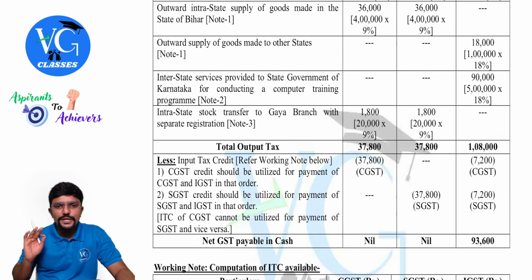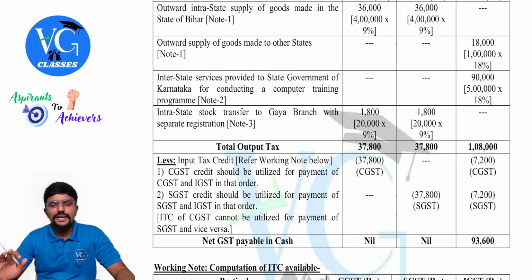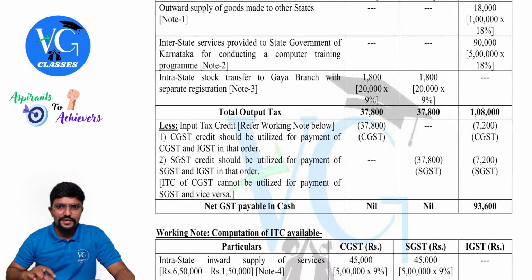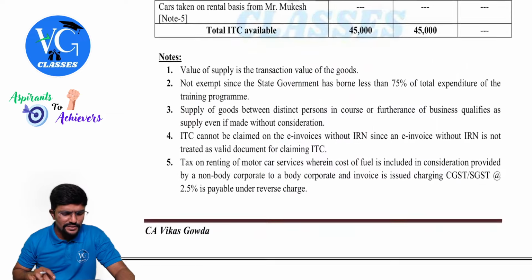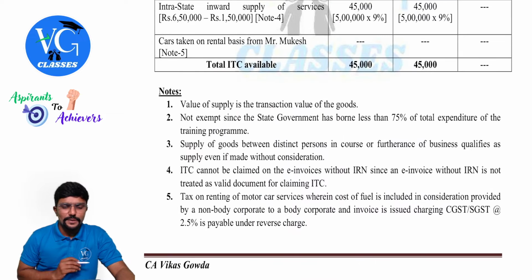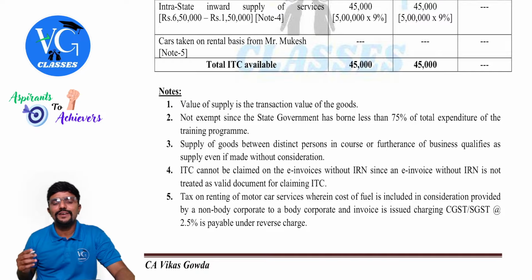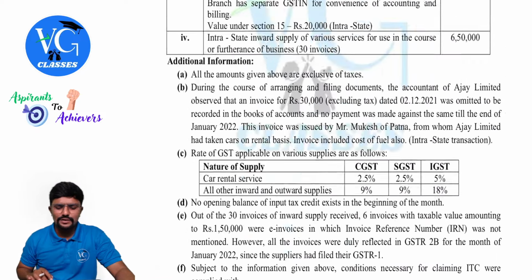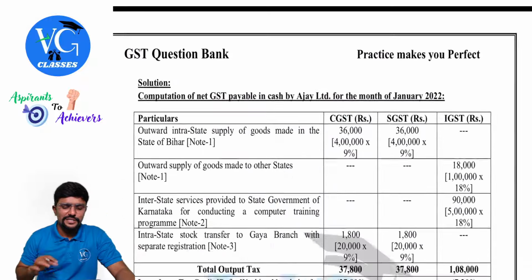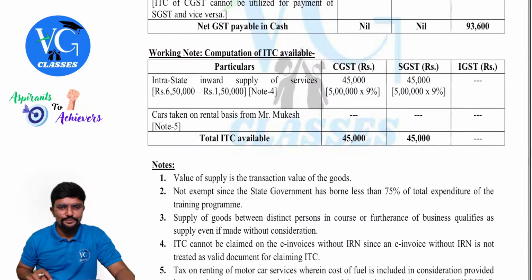Next, interstate services provided to the state government of Karnataka for conducting a computer training program. I have given a Note 2. Sir, is it taxable? Yes. Exemption is not available, guys. You can see I have also given this for the first two transactions. Value of supply is the transaction value of the goods, and they have given market value and all. You can ignore it. You can mention that also. Market value has to be ignored.